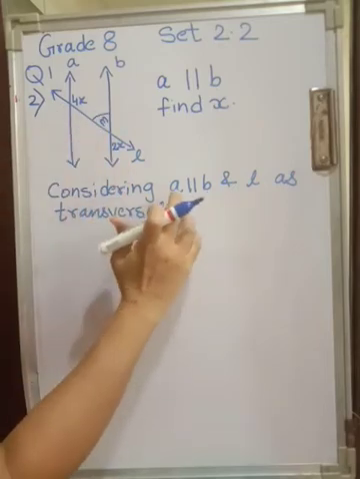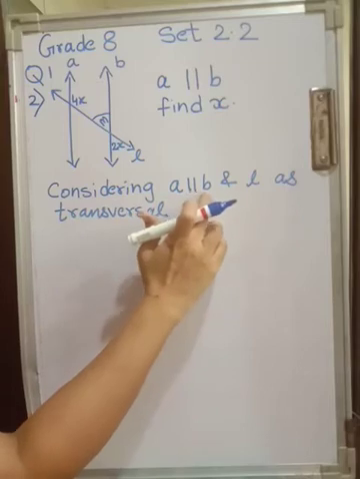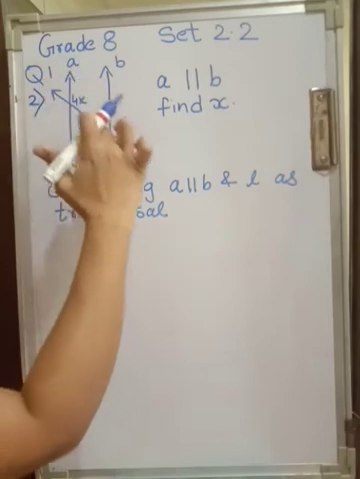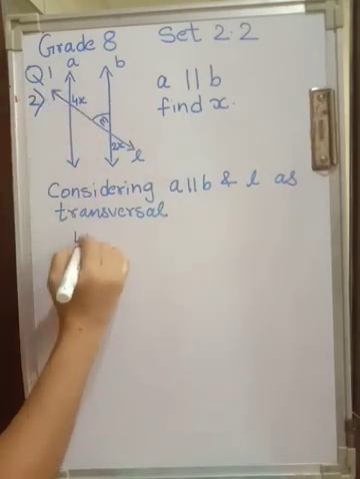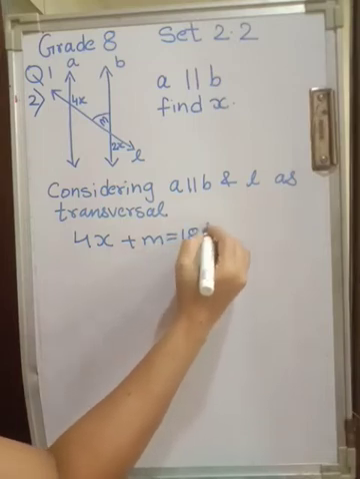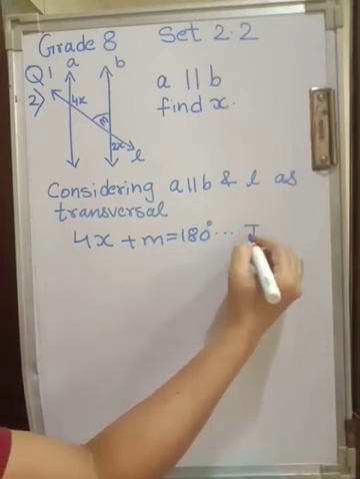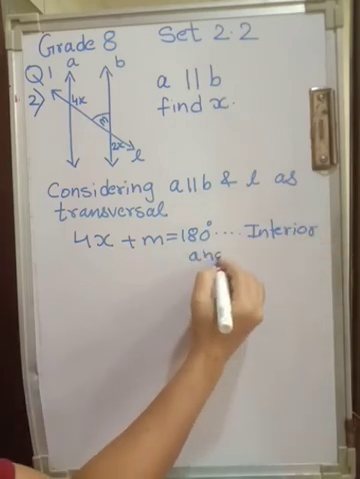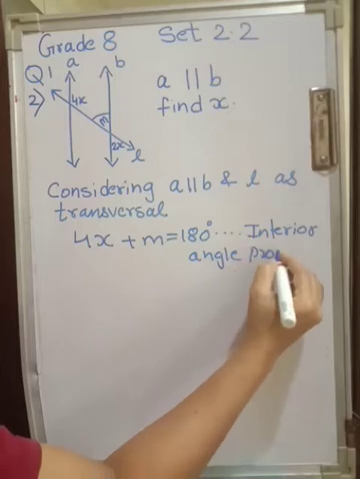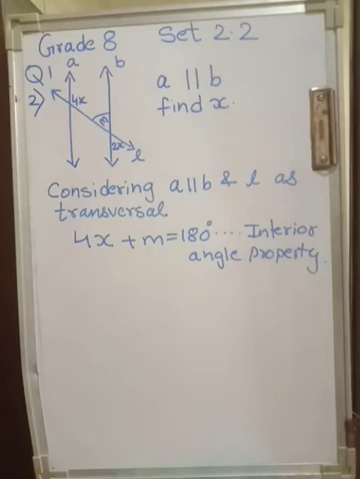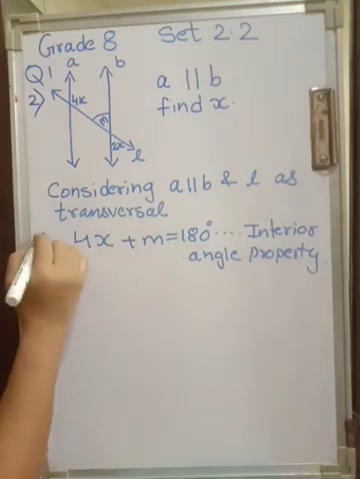Now considering that line A is parallel to B and L is transversal, these two are parallel and this is transversal, I can write 4x plus M is equal to 180 degrees. What is the reason? Interior angle property. We have seen when lines are parallel, pair of interior angles are supplementary. That means their addition is 180. But what we can say next, this is number 1.